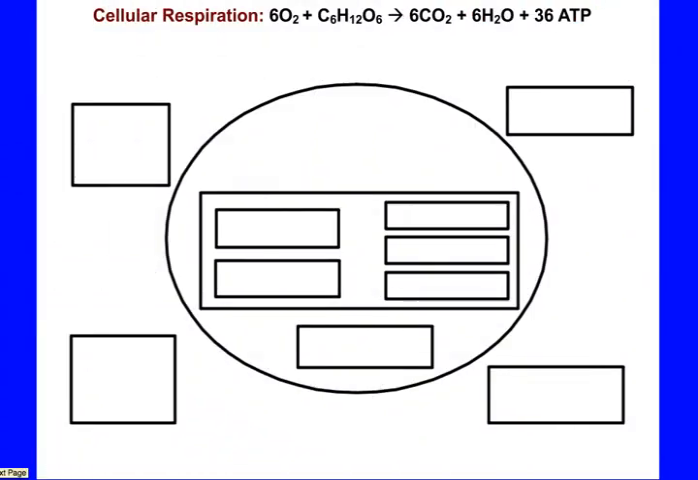So let's take a little closer look at cellular respiration. Just an overall overview of cell respiration. Again, here's our equation at the top. We're going to take oxygen and food, sugar, and we're going to convert it into energy, and that's going to give us some waste products. So again, let's go ahead and label. This is our mitochondria.